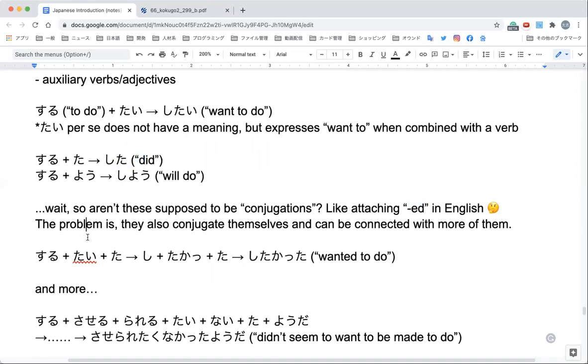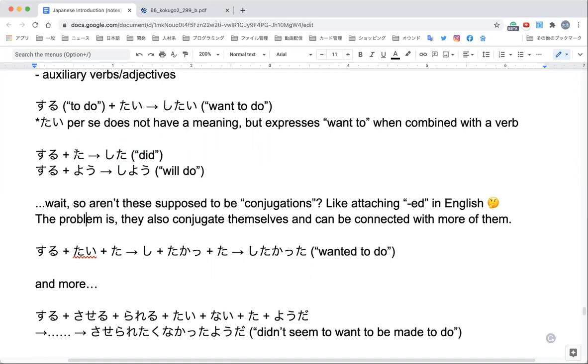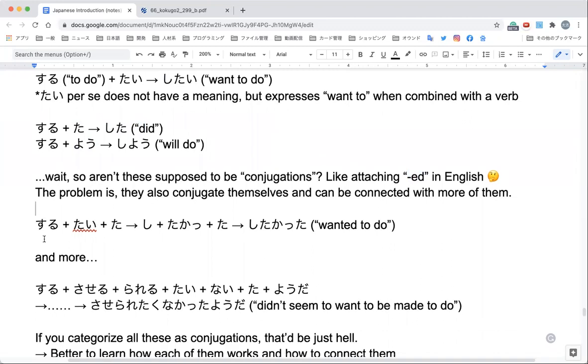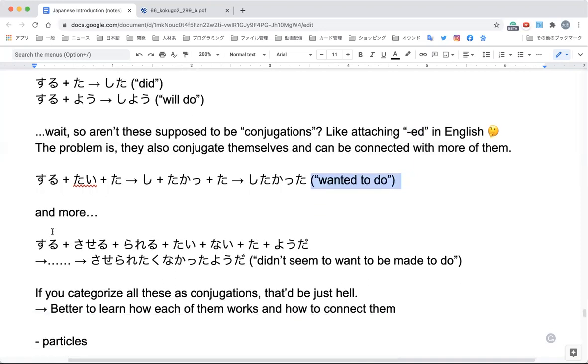The problem is that these things also conjugate on their own, and they can be connected with more of those. So like this, suru plus tai plus ta becomes shitakatta, and it means wanted to do. And they can connect even more like this.